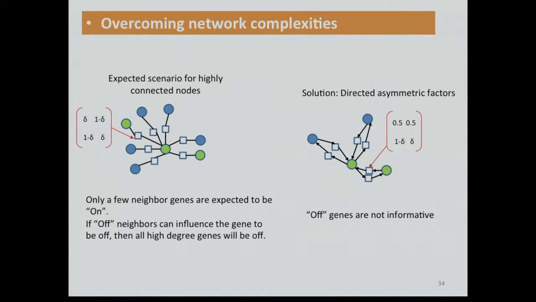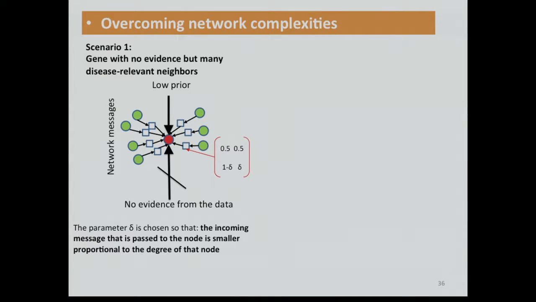Now I'd like to give you intuition about how delta is set. Scenario one: we have a gene where all the neighbors are on. In most network propagation methods, this would imply that the inner gene will be on, because this is what these methods are meant to do. But for us, if there's no evidence from the data, we do not want that gene to be on. It might have very little support for being on, but it has to have some data of its own in a few patients, that it's affected in a coding or regulatory sense.